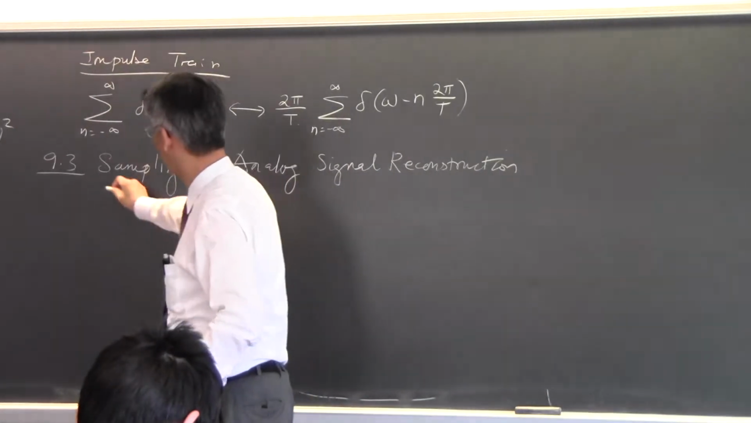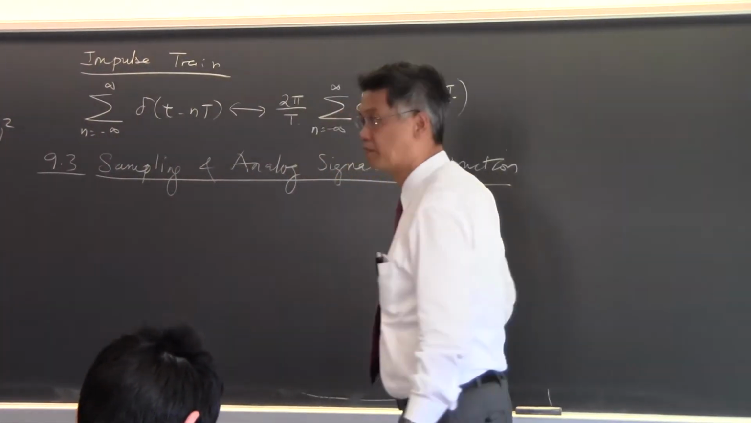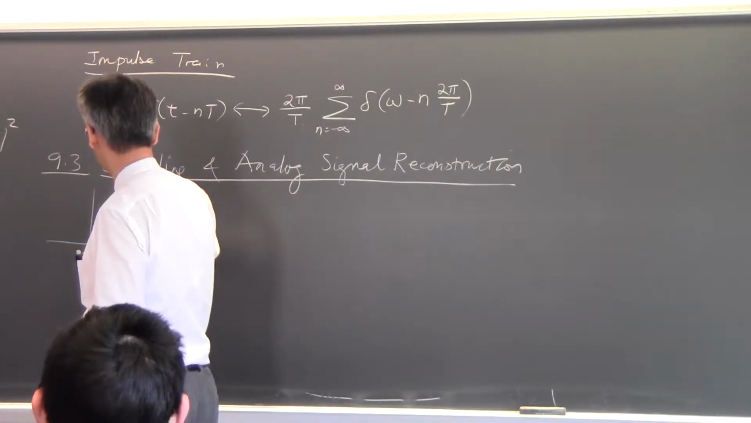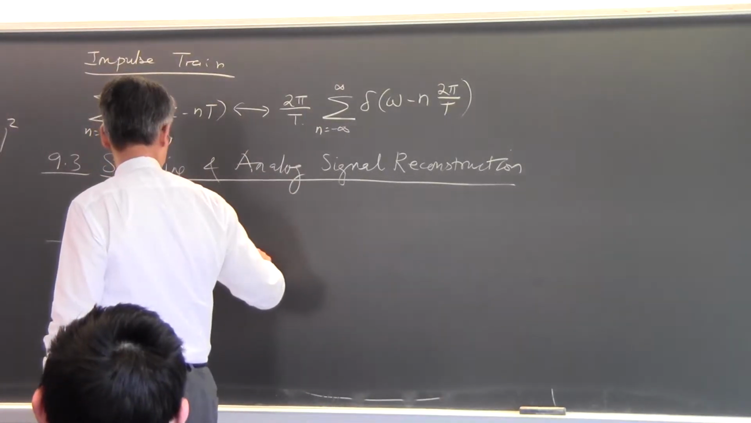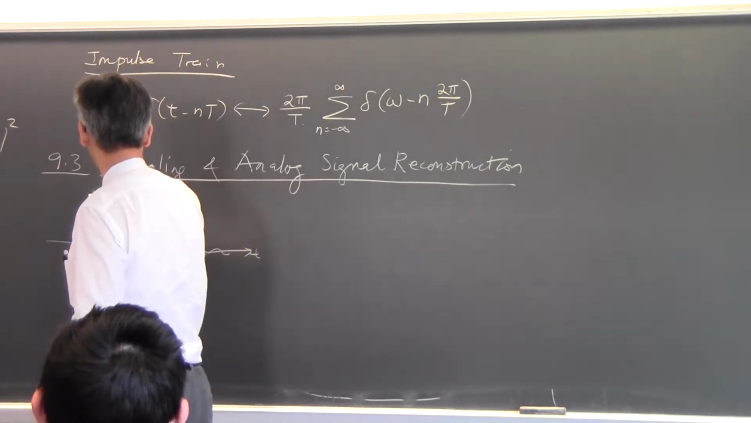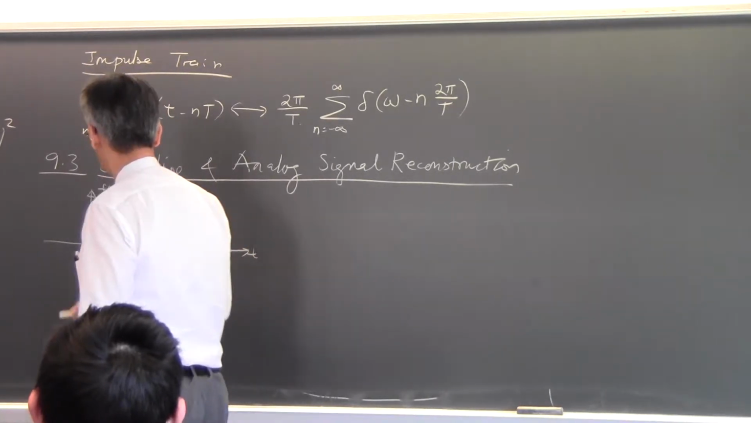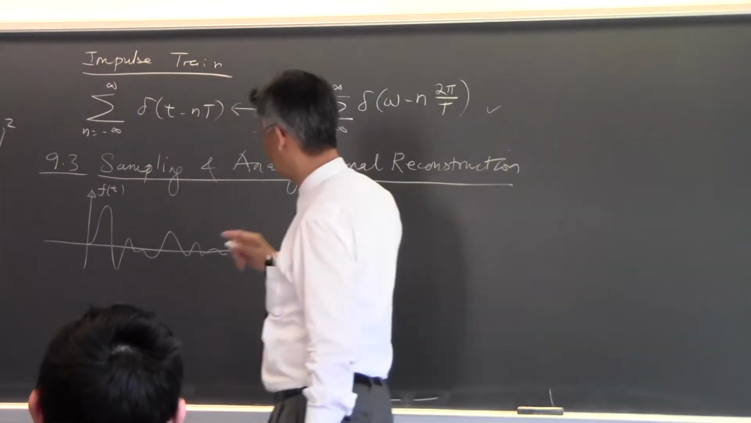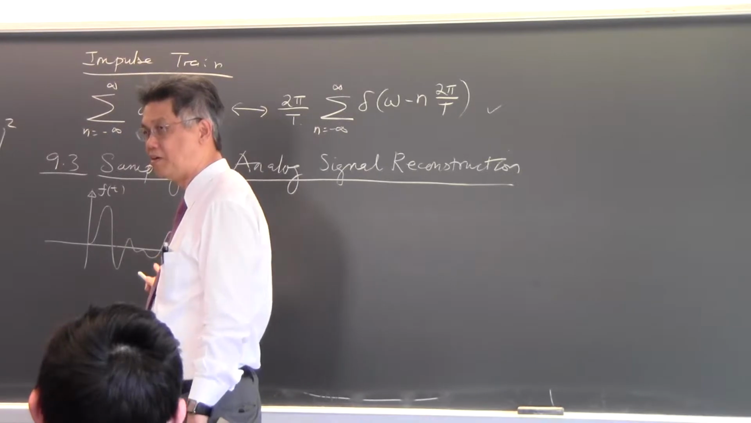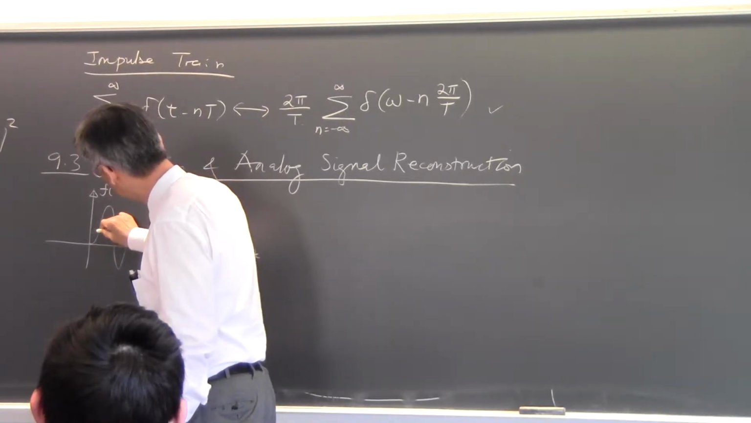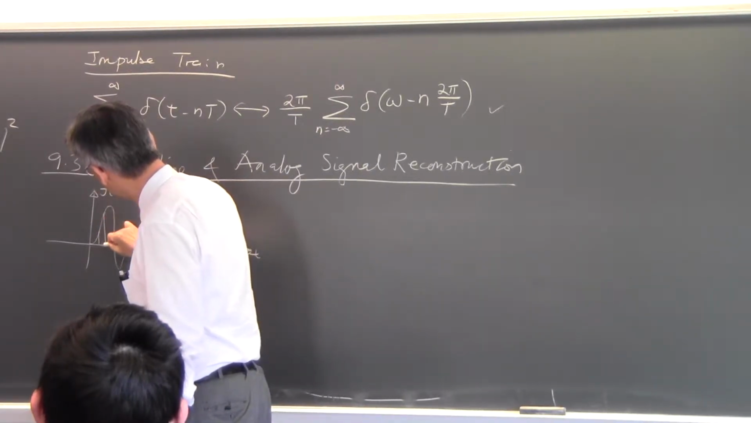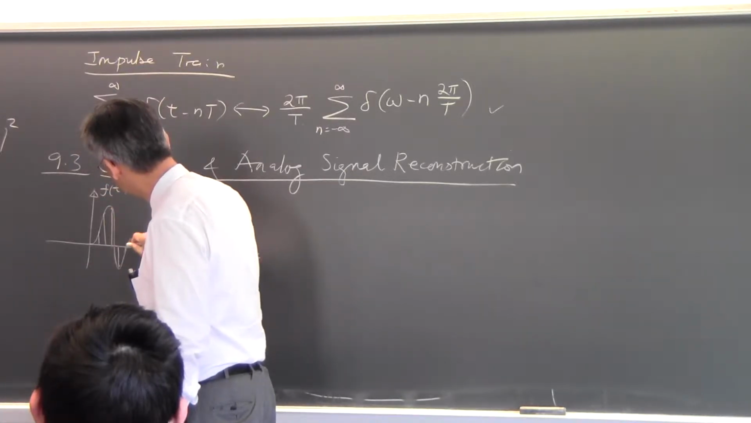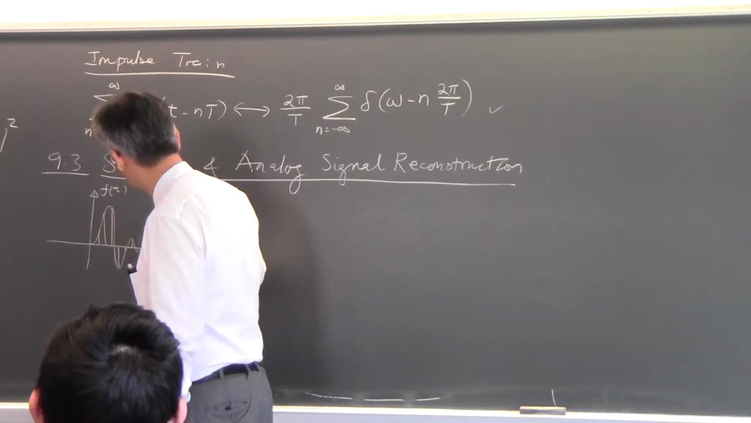What this identity gives you is something very interesting. If I have an analog signal, say a voice signal that looks something like this, as a function of time, what this identity tells you is that I don't have to send this signal for all time. I need to only send its value at a certain sample interval.